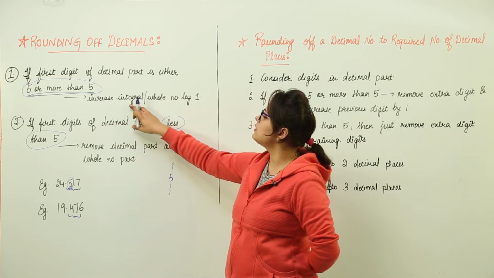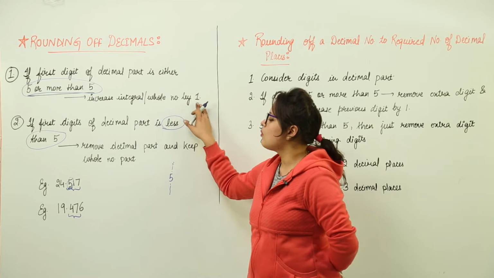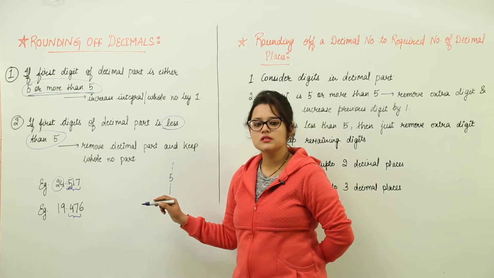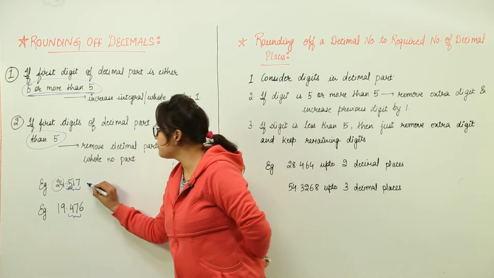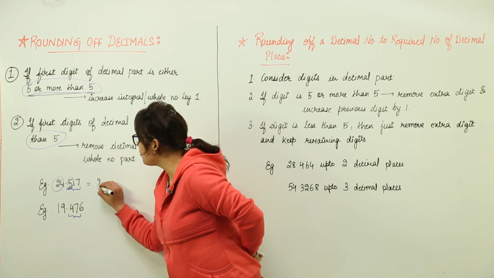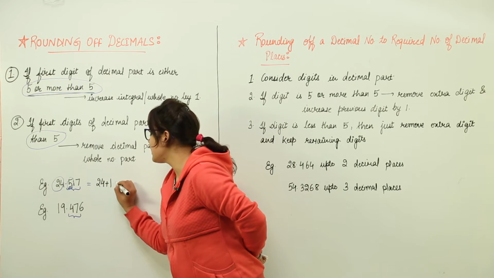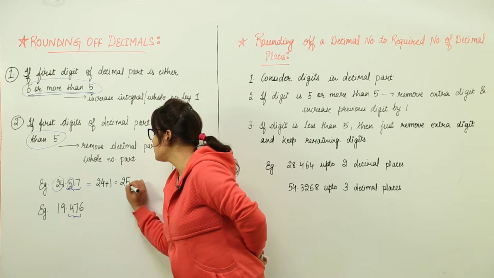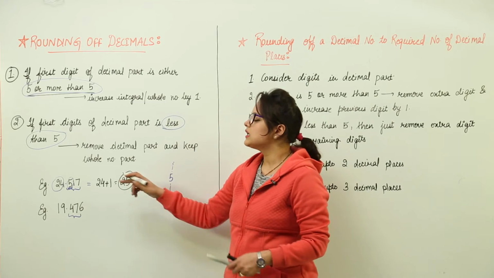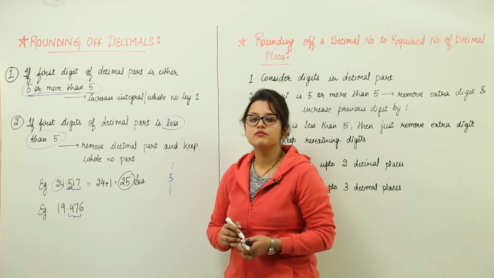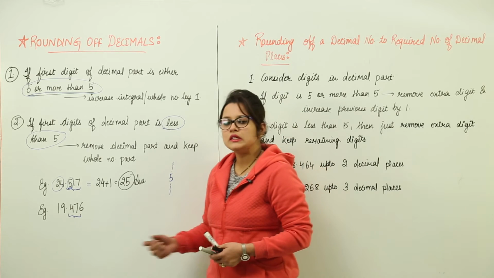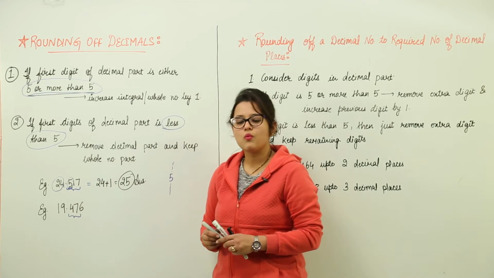Increase the integral or the whole number by 1. Now this is the integral part. We have to increase this by 1. So you would get your answer as 24 plus 1, that gives you 25. This is the approximated value. Why? Because here in the decimal part we had the first digit as 5, so we increase the integral part by 1.